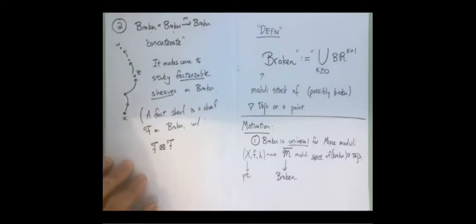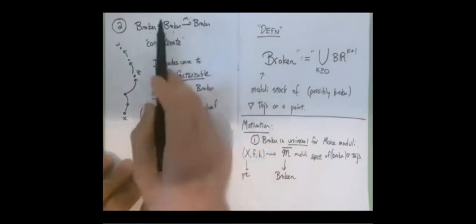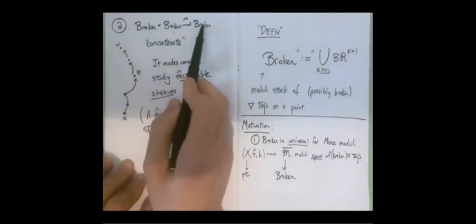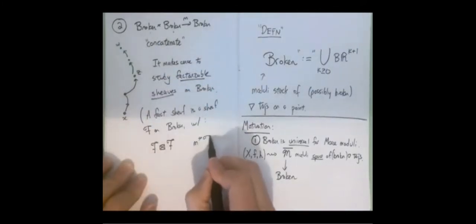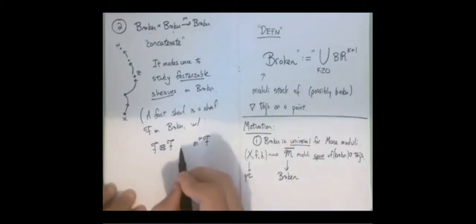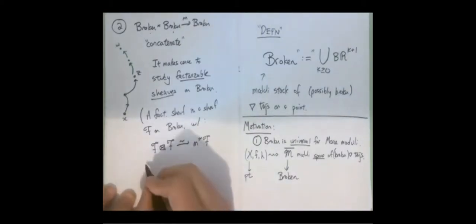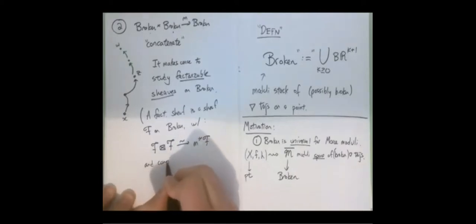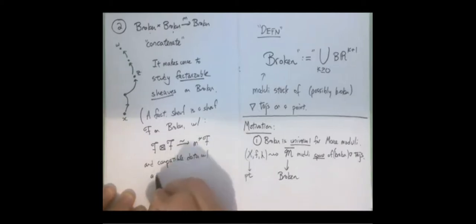Okay. On the other hand, because I have an operation called M, there's another way to construct a sheaf on the space, which is just to pull back the sheaf on broken to this doohickey. So on the other hand, I have this natural sheaf on broken times broken, and a factorizable sheaf is a sheaf F together with the data of an equivalence between these two things. Okay, and of course compatible data with the associativity of M, and so forth.